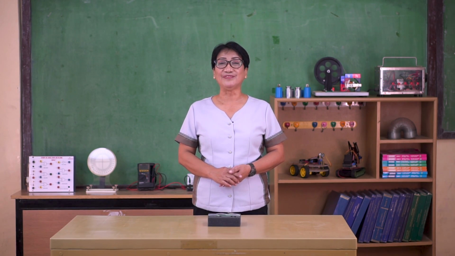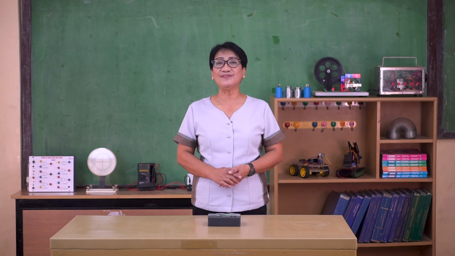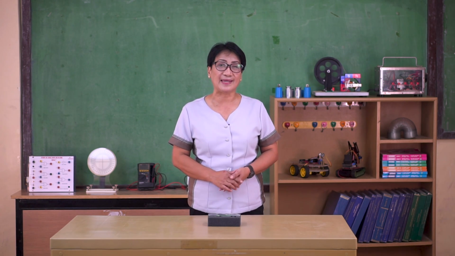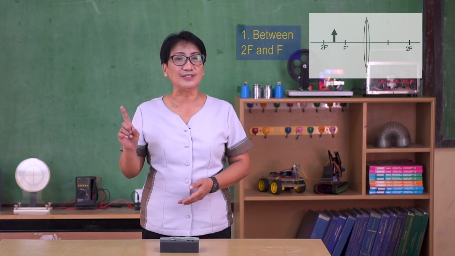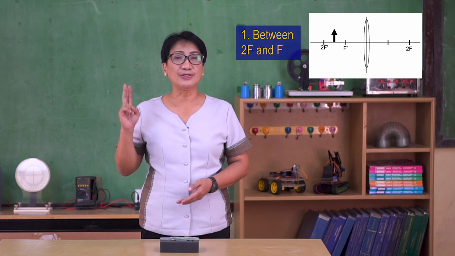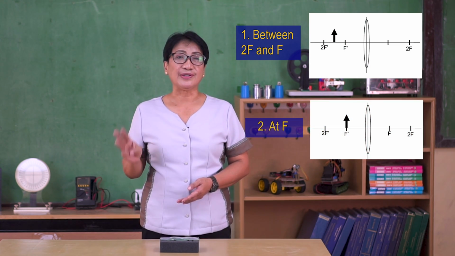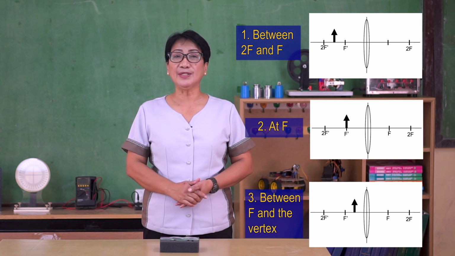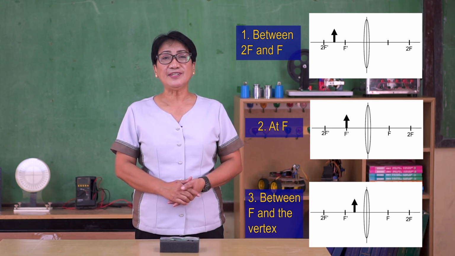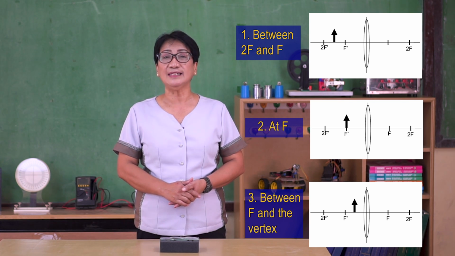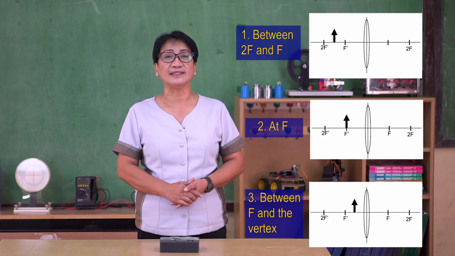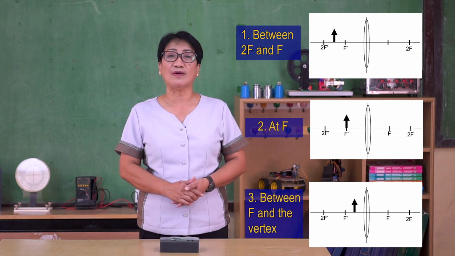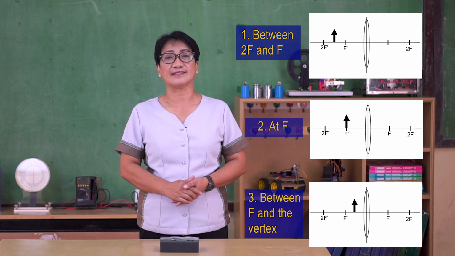It is now your turn. Using a ray diagram in the convex lens, describe the image formed if an object arrow is placed: Number 1, between 2F and F. 2, at F. 3, between F and the vertex. Always remember that in a convex lens, images can be real or virtual, reduced, enlarged, or the same size as the object, depending on the location of the object in front of the lens.